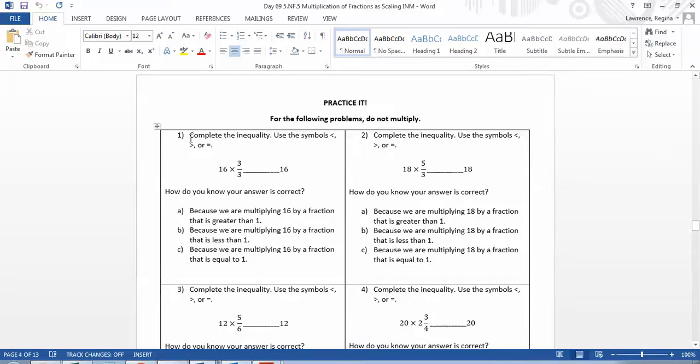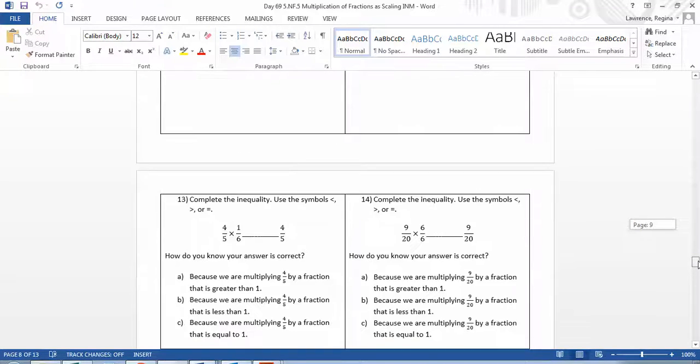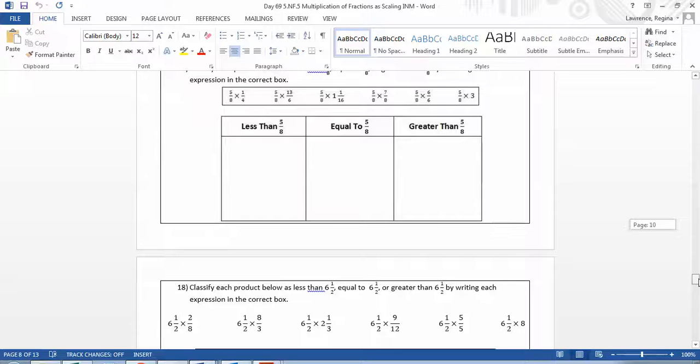So again, what our practice looks like is that we're multiplying a whole number by a fraction. We're using the symbols less than, greater than, or equal to, and then I included these so that we're stressing this point about the why, explaining the why. And then we're going to continue this lesson tomorrow with more complicated items, but this should give us a really good start.